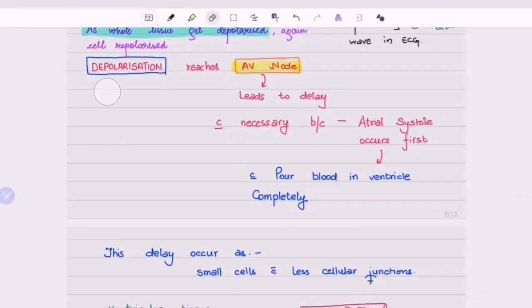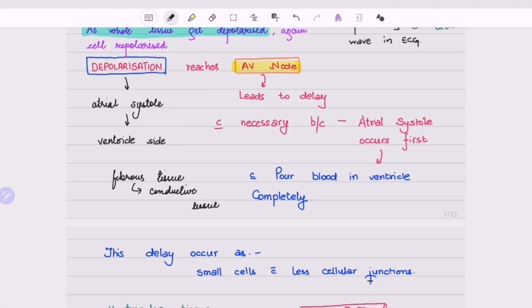Now, as the atria fully get depolarized, which leads to the atrial systole, the depolarizing wave proceeds further towards the ventricle side. The atrial and ventricular areas are divided by a fibrous tissue between them, which acts as an insulator and does not allow the depolarizing wave to pass on. So, in between them, a special conductive tissue is present. This conductive tissue is known as the AV node.